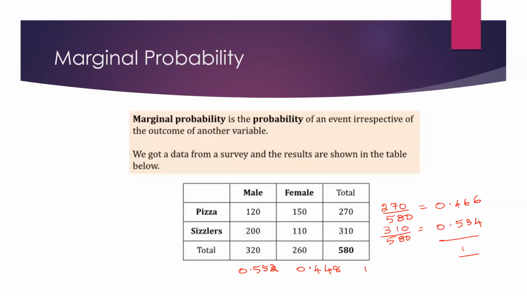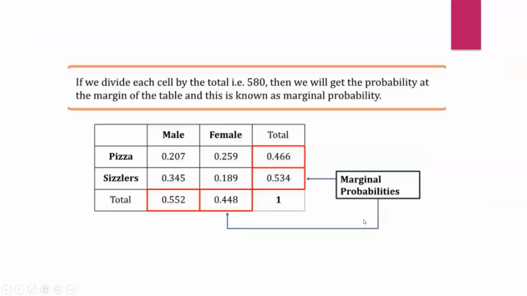So what is meant by marginal probability? Marginal probability is the probability of an event irrespective of the outcome of another variable, right? You can check with the answers, the same answers we have got. These are basically marginal probabilities, correct? So let us now try to understand conditional probability.